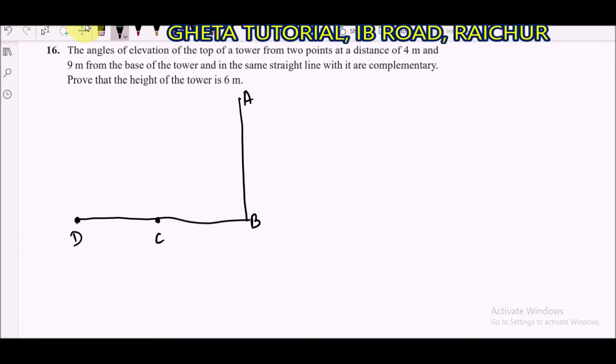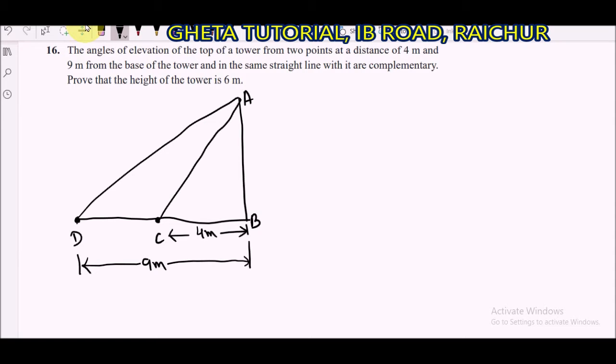At a distance of 4 meter, the first distance is 4 meter from the foot of the tower. Another point is at a distance of 9 meter. Angle of elevation is given here, from D to A and C to A. But what is the angle of elevation? That is not given here.